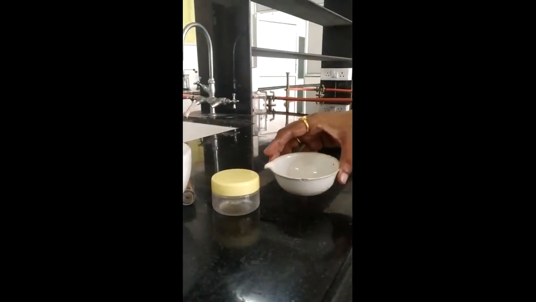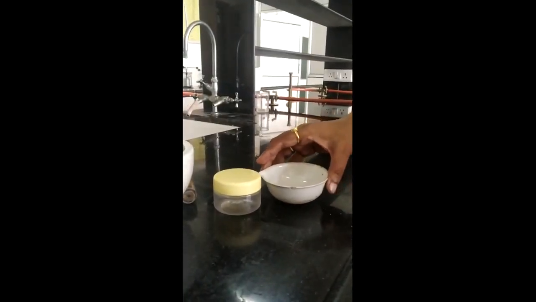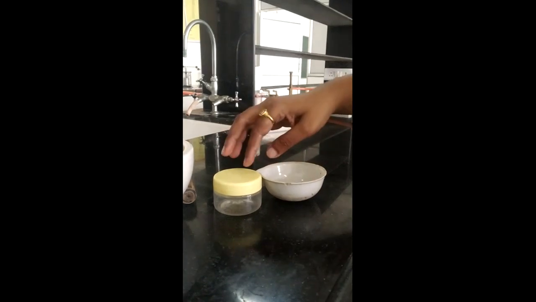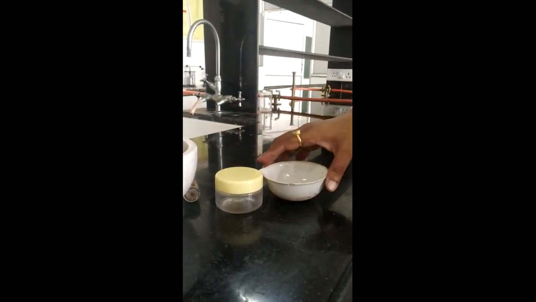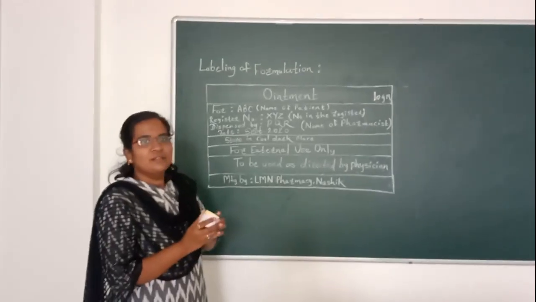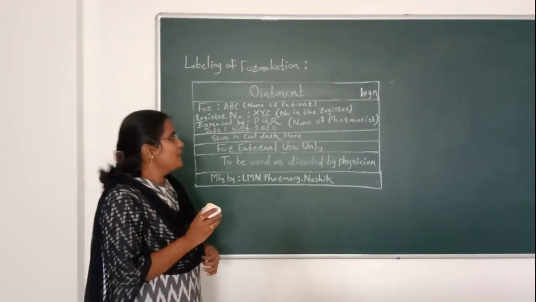So now after cooling, we are going to transfer this ointment into this container, and then we will proceed to the next labeling part. So now we will move towards the labeling part.